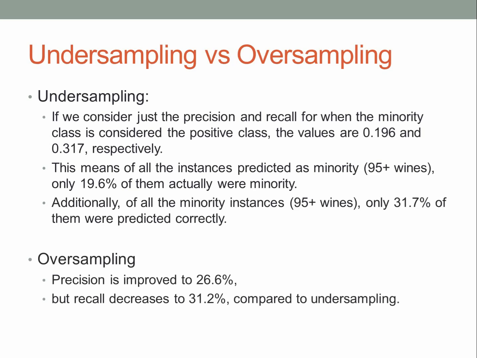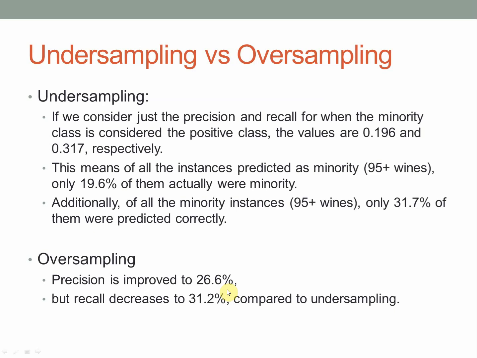On the other side, for oversampling, we replicate the minority of the wines, and we get pretty good precision, 26.6% compared with 20%, which is a big improvement. At the same time, the recall is reduced a little bit to 31.2%. So comparing undersampling and oversampling, both are doing a pretty good job.